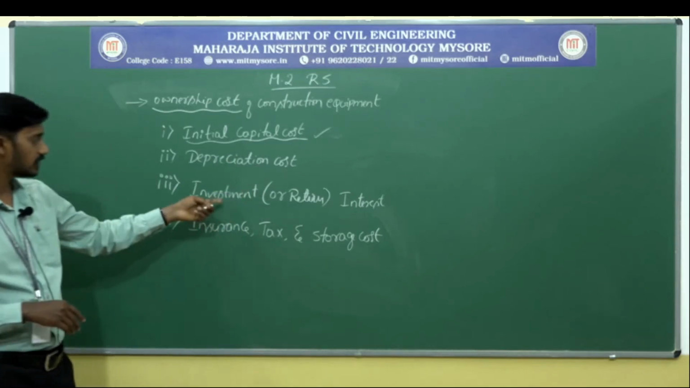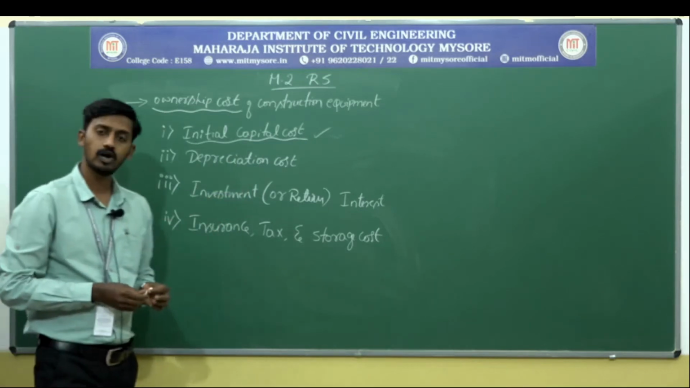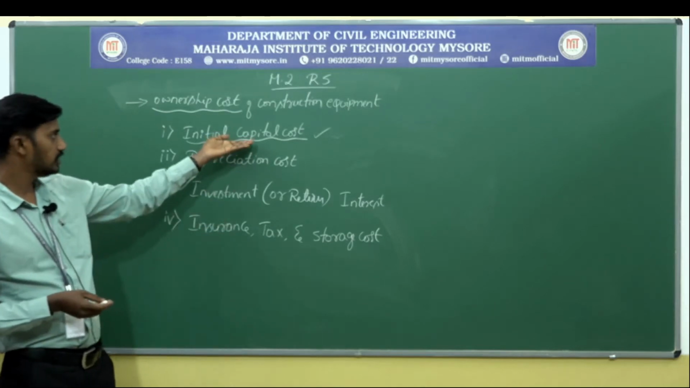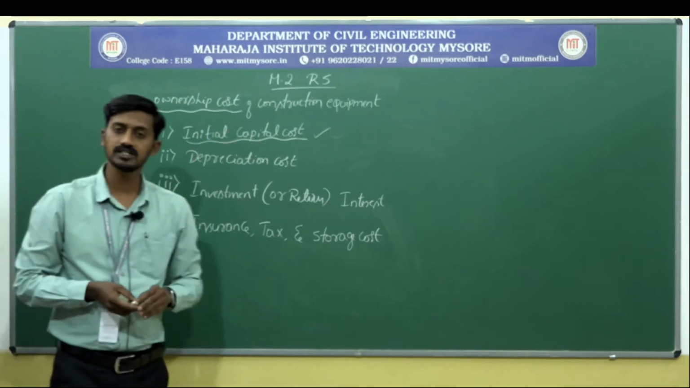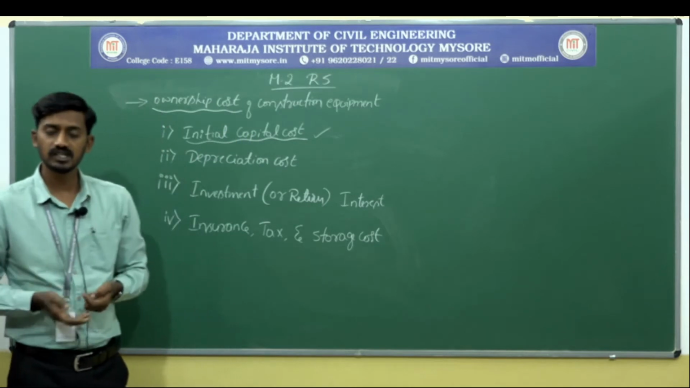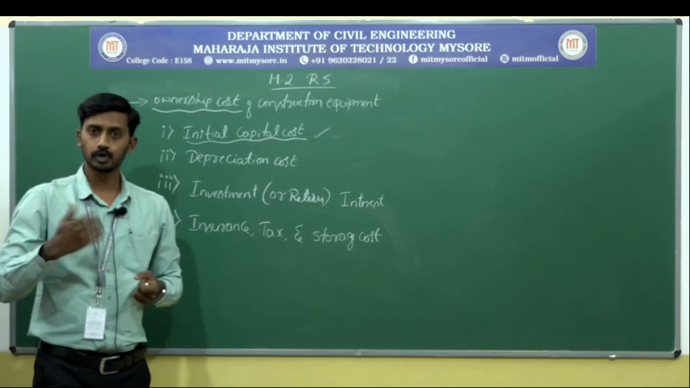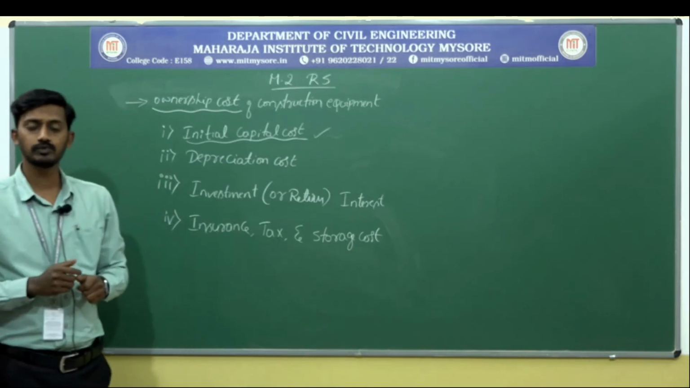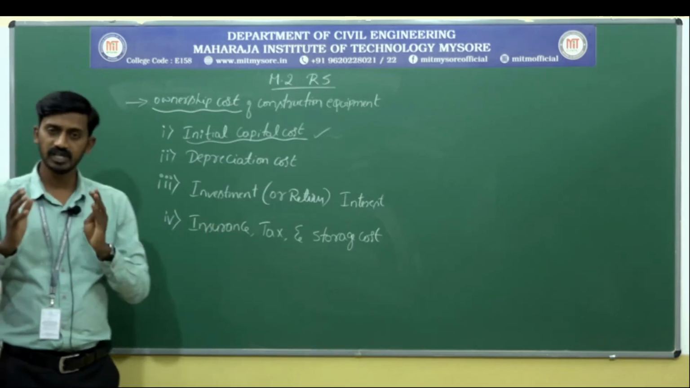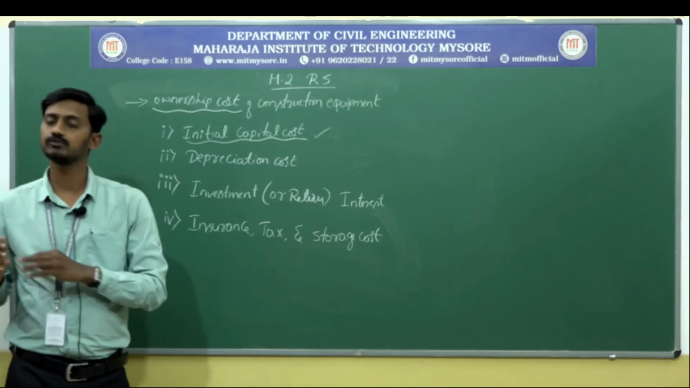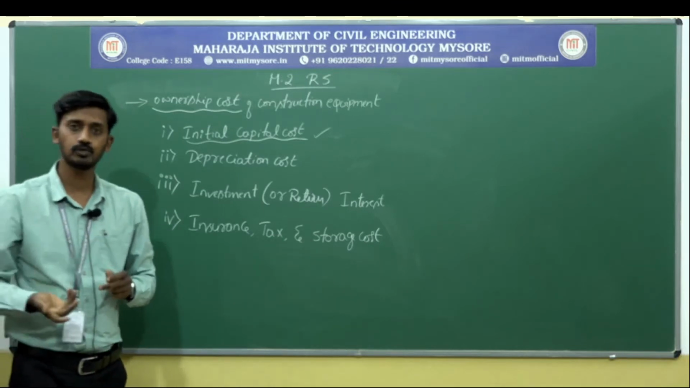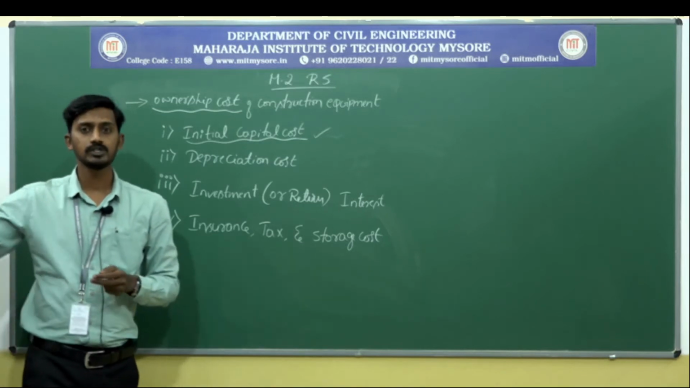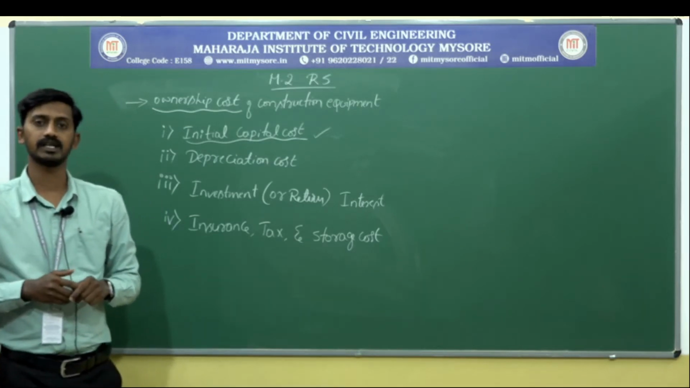Let us understand what is investment cost or interest cost. As I have told you, in the initial capital cost we need to invest a certain amount in the procurement of certain equipment, isn't it? So at that point, if we have some initial capital with us, we are going to directly invest it. If not, we will be borrowing that money from so-and-so financial person, correct?